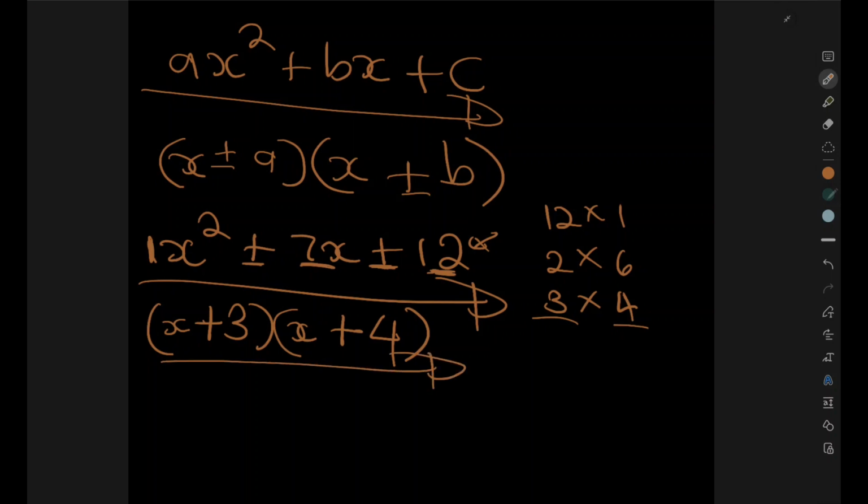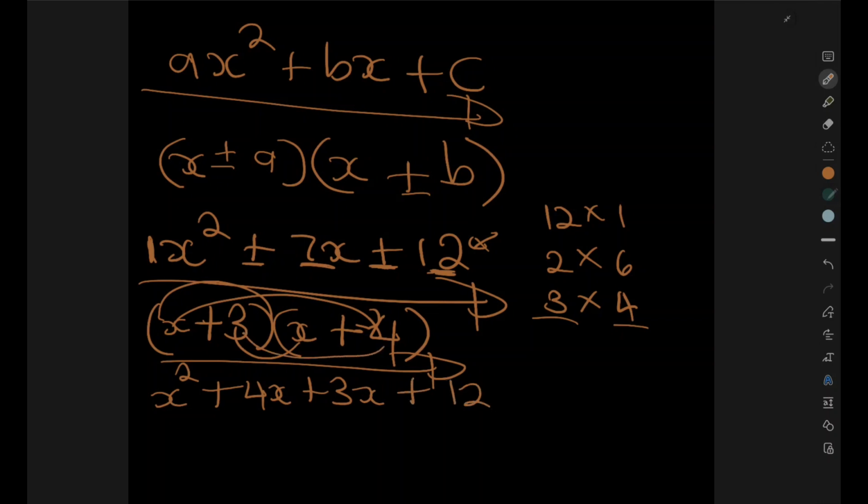And in order for us to check that, we can FOIL it, where we multiply x with x and we get x squared, and we multiply x with 4, we get plus 4x. We multiply 3 with x, we get plus 3x, and we multiply 3 with 4, where we get 12. And obviously these two are like terms, and we'll add them together. Here we have x squared plus 7x plus 12.